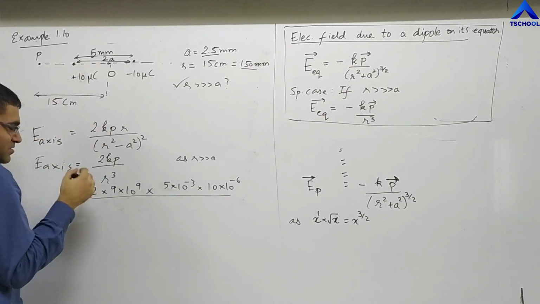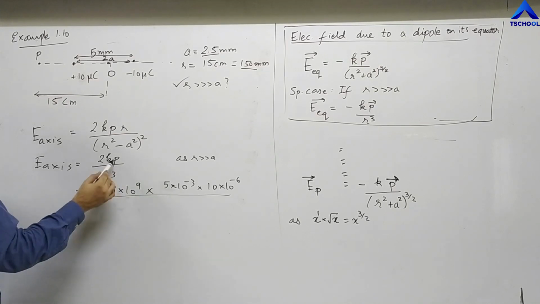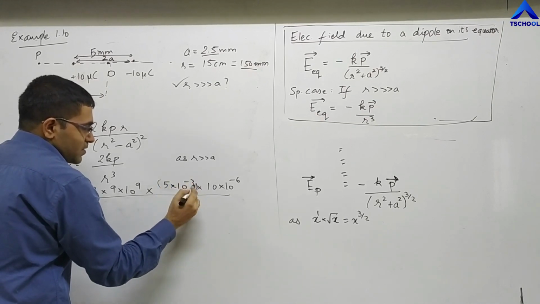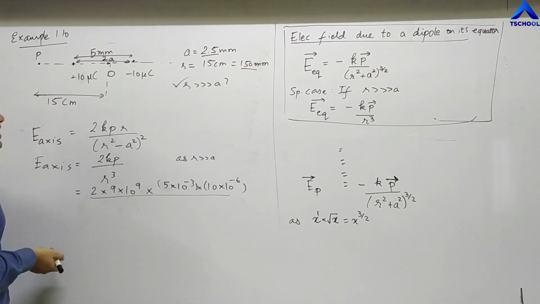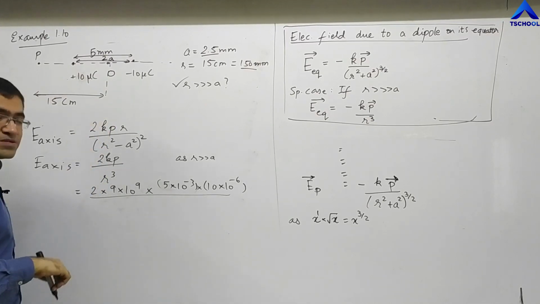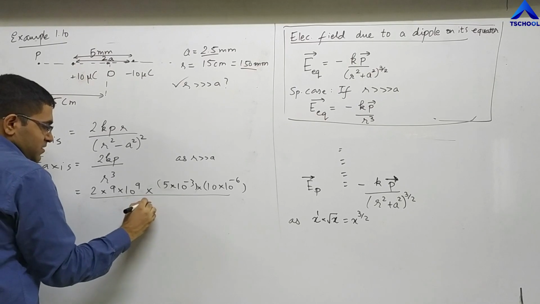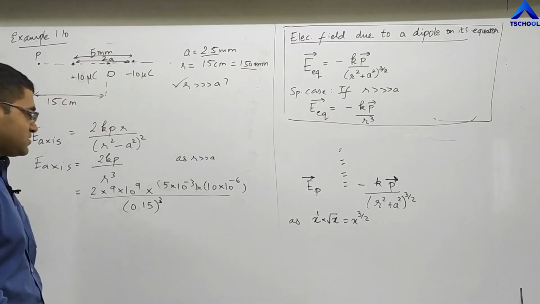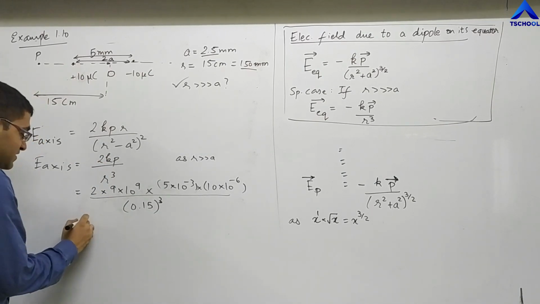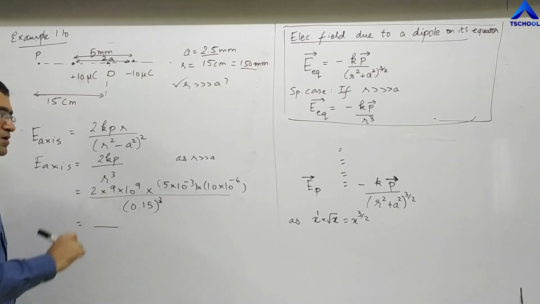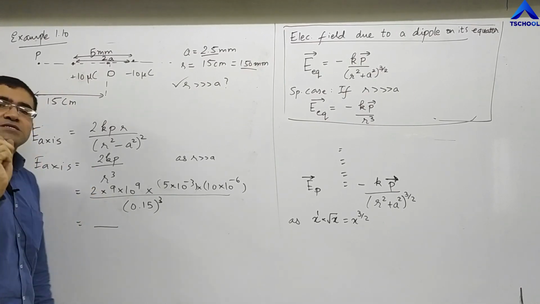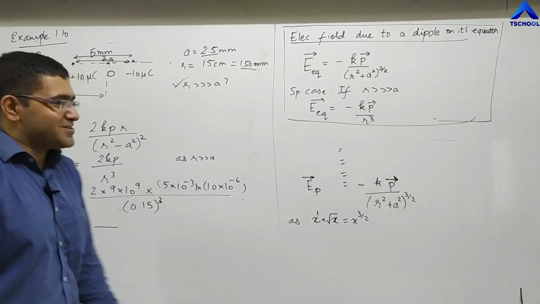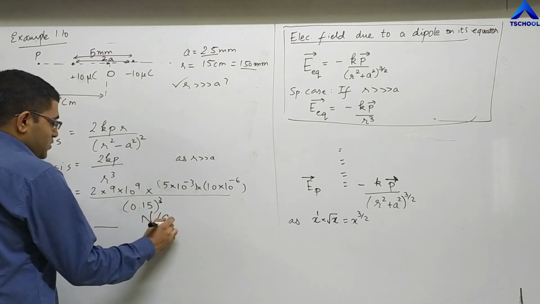Again, let me repeat what we have done so far. p is the dipole moment, so that is 2a into q, right? So this is q, and divided by r cube. r is the distance, that is 15 centimeter. So you could write 0.15 cube, or 15 into 10 raised to minus 2, cubed. Do the calculation yourselves, and this will give you the value. Don't forget the unit. This is electric field. What's the SI unit of electric field? I hope you remember. The unit is Newton per coulomb.